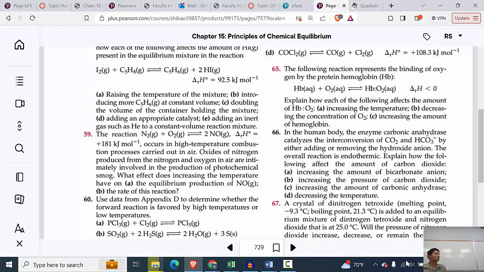B, decreasing the concentration of O2. So we decrease the concentration of O2, which lowers its activity, which is going to shift it to the left. You know, it screws up the ratio.